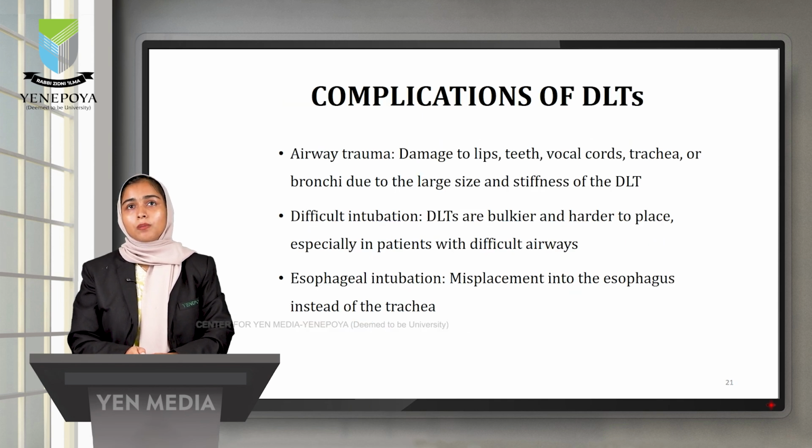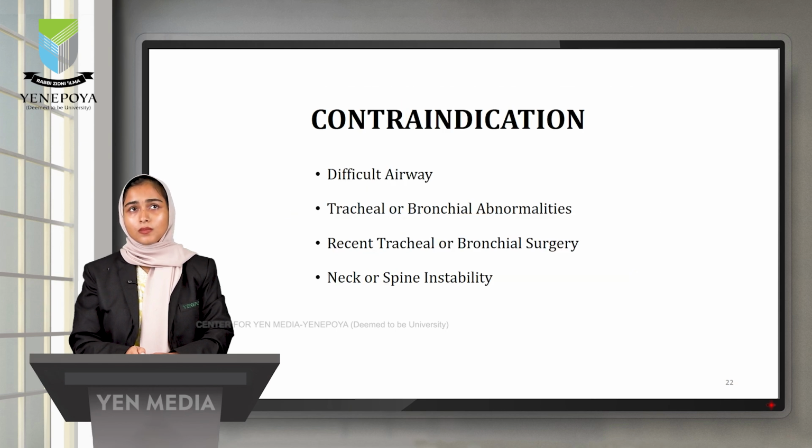Now we are moving to the complications of double lumen tube. Airway trauma, that is damage to the lip, teeth, vocal cord, trachea or bronchi due to the large size and stiffness of the double lumen tube. Difficult intubation. Double lumen tubes are bulkier and harder to place, especially in patients with a difficult airway. Esophageal intubation. Misplacement into the esophagus instead of the trachea.